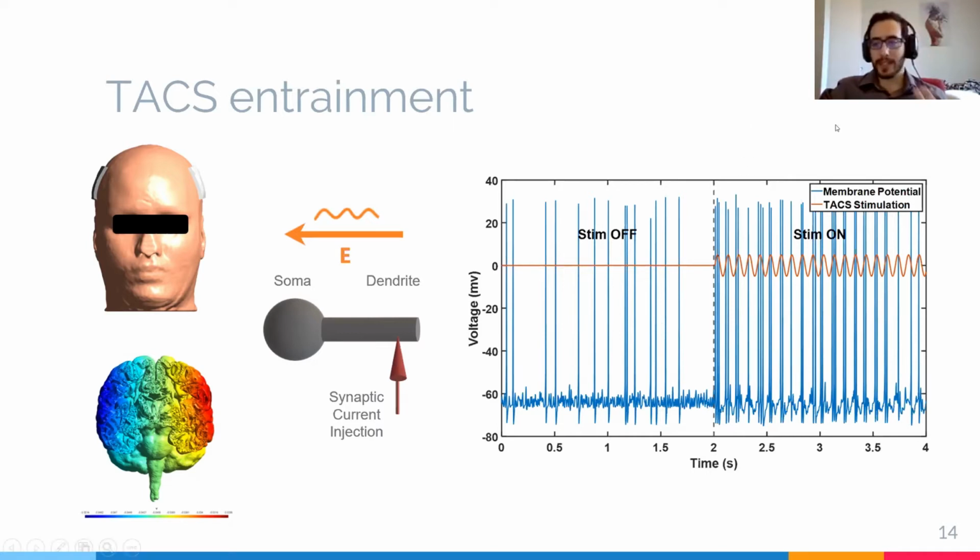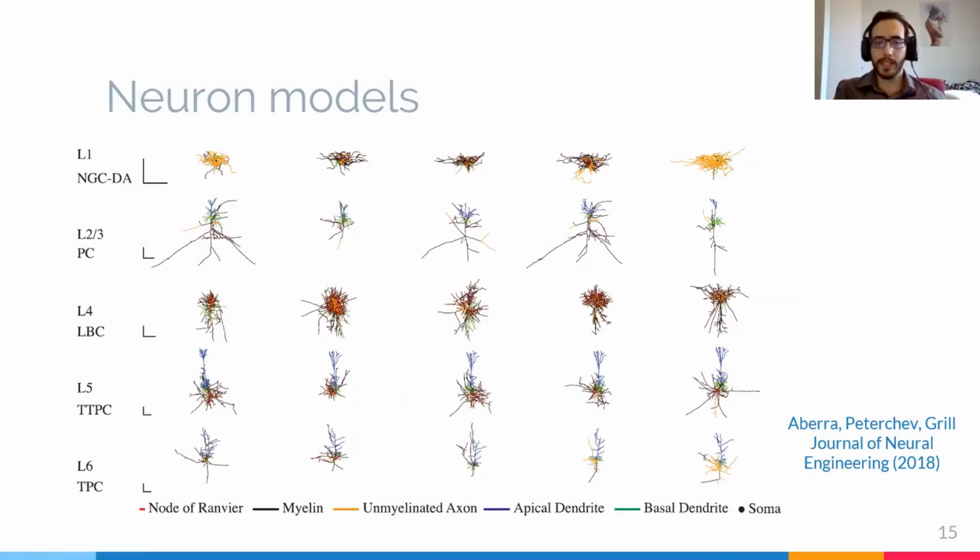With those promising results, we moved on to a more complicated model. In previous studies by Aberra, Peterchev, and Grill, they shared sophisticated neuron models that I would say are the state of the art. They use very realistic morphologies from the Blue Brain project, and they have very accurate biophysics of the neurons. For this presentation, I'm going to show the results for only one of these neurons, the layer 5 pyramidal neuron, because these are one of our prime suspects for how NIBS is activating neurons.